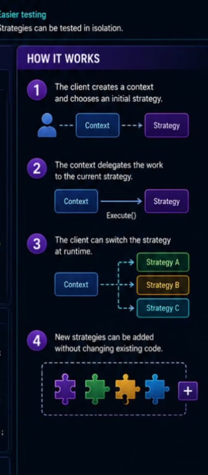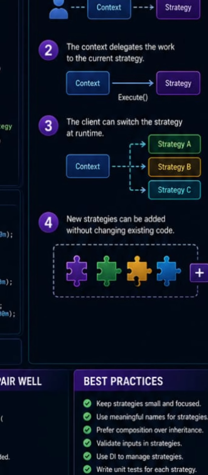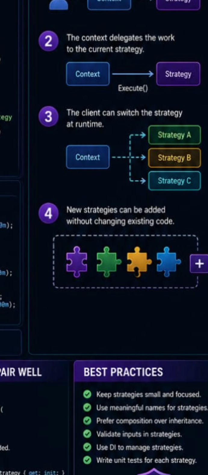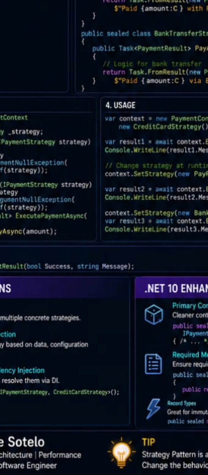Then how it works: you have the context, and the context creates and chooses the initial strategy. The context delegates the work to the current strategy with the execute method, and the client can switch the strategy at runtime. New strategies can be added without changing existing code.